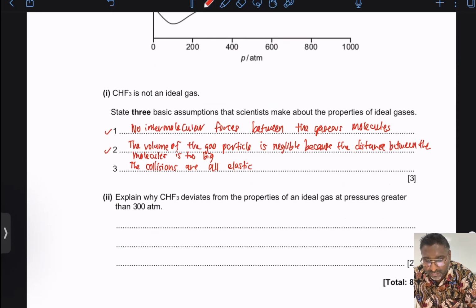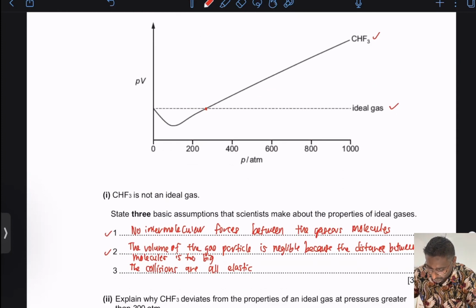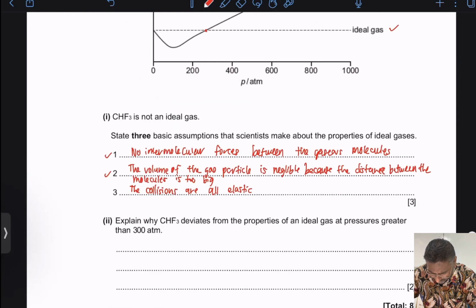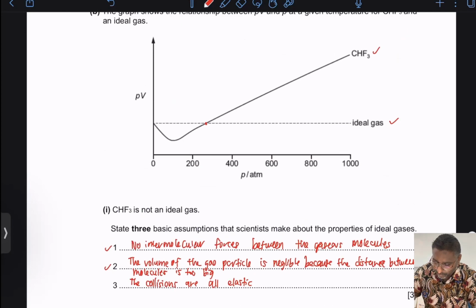Explain why CHF3 deviates from the property at pressure greater than 300 atmospheric pressure. So why did they deviate all the way at higher pressure? Basically, at higher pressure, they are going to go closer to each other. When they are closer to each other, you cannot ignore the intermolecular forces of attraction. So let's look at what kind of intermolecular forces of attraction can happen.